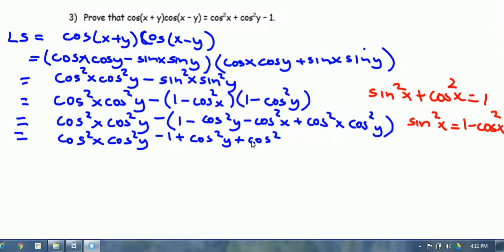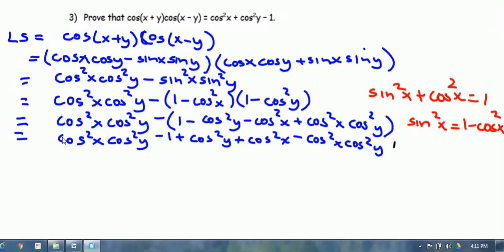Sorry, that's a plus cos squared x. And then this is minus cos squared x cos squared y. All right, oopsie, no bracket. Okay, once I've got this, then I'm going to look at opportunities to simplify this.